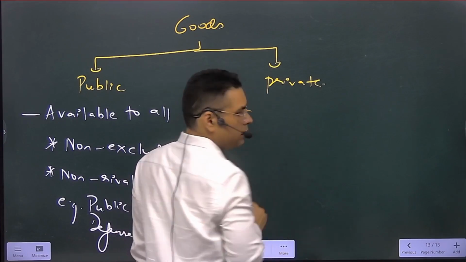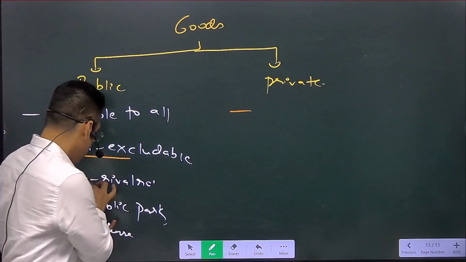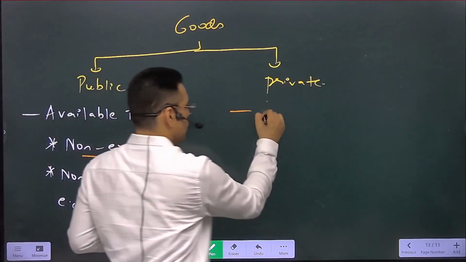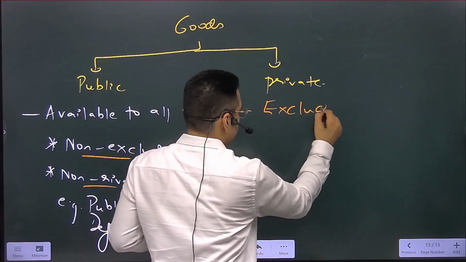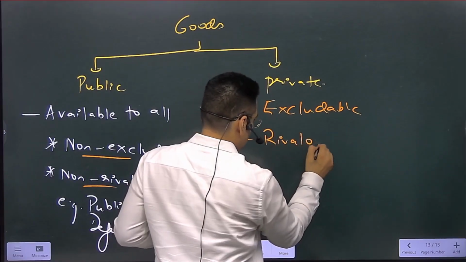Now private, now this concept is very important. Excludable and rivalrous. So this is excludable. अगर एक को मिला दूसरे को नहीं मिलेगा. Excludable, rivalrous.